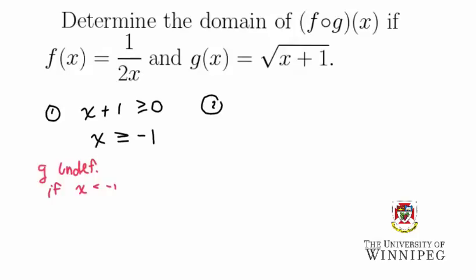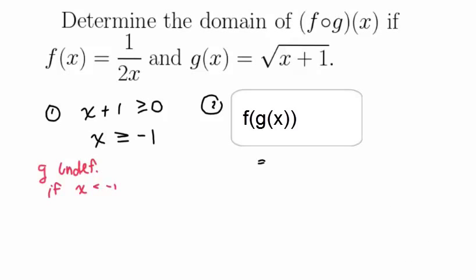In our next step, we're going to compute f of g of x to try to find any values of g that cause f to be undefined. And that means everywhere we see x in our function for f, we're going to substitute in g of x. In this case, there's only one occurrence of x in the function f, and we're going to replace that x with the square root of x plus 1.